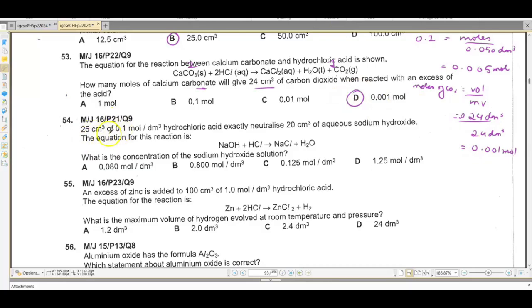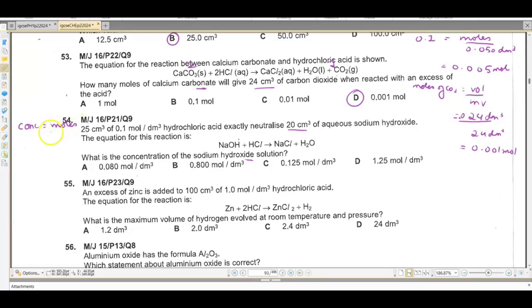Okay, 54. 25 centimeter cubes of 0.1 mole per decimeter cube of hydrochloric acid exactly neutralizes 20 centimeter cubes of aqueous sodium hydroxide. The equation for the reaction is this. What is the concentration of sodium hydroxide solution? Achha ji. We have the concentration and volume of hydrochloric acid. ठीक है? And we need to find the concentration of NaOH. So first, we need to find the moles of HCl. How are we going to do that?